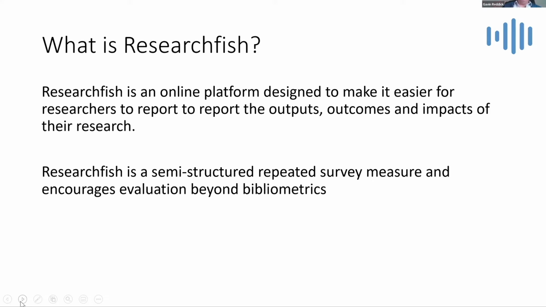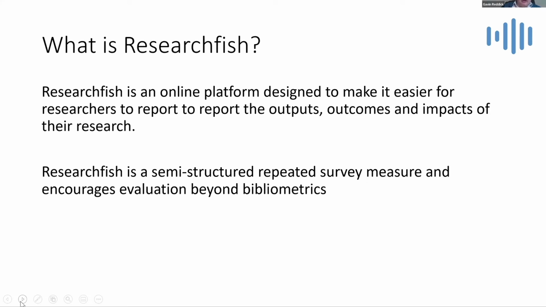It's a repeated survey measure because previously most of the impact would have been understood through a final grant report, which was at a single point in time. And so by doing it repeatedly and continuing over time, it creates the possibility to capture longer term impacts.